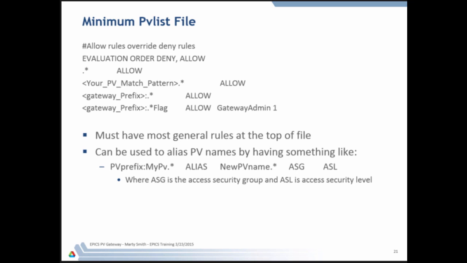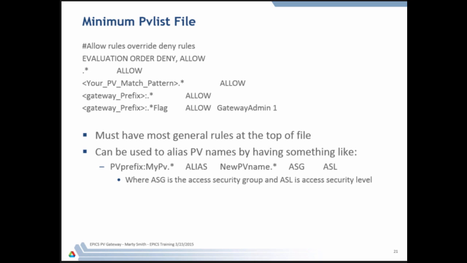So you can also use this file here to alias the PV name. So you'd have some PV name here, and you'd have the keyword alias, and then you just give it a new PV name. And that's it. You can have an access security group and an access security level if you want. It's not always necessary. But this would be your real PV on the left and your alias PV on the right. I do that a lot for steering PVs for beam lines.